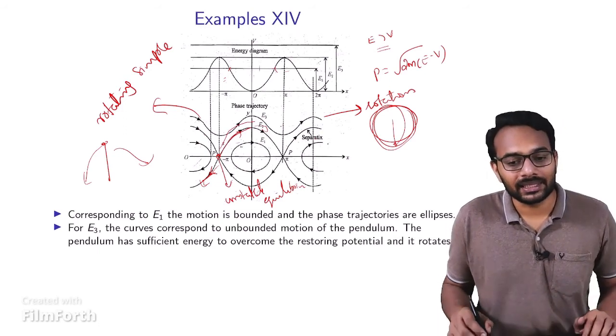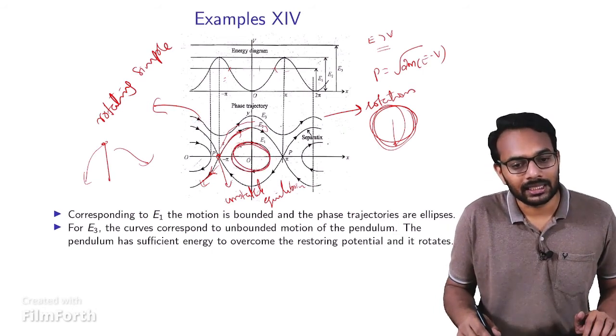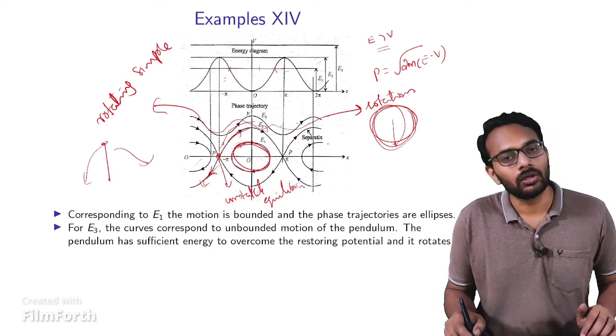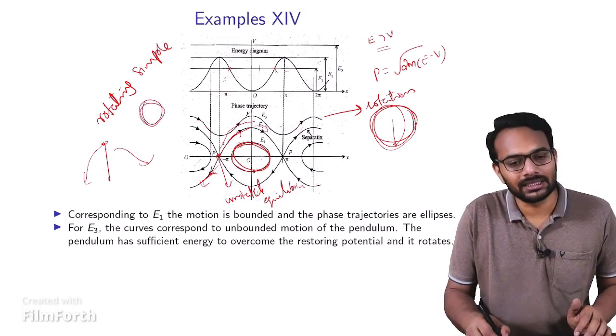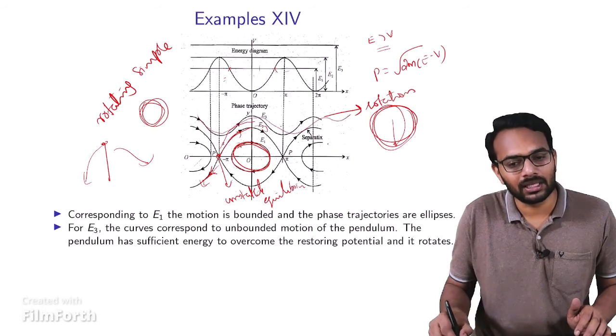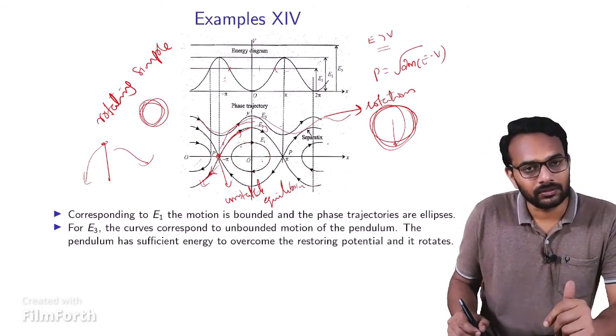Because the separatrix actually separates two kinds of trajectories: one corresponding to periodic motion and the other corresponding to unbound motion, or rotation in real space. So we see that rotation in real space corresponds to an open curve, whereas a periodic motion in real space corresponds to a closed curve here.